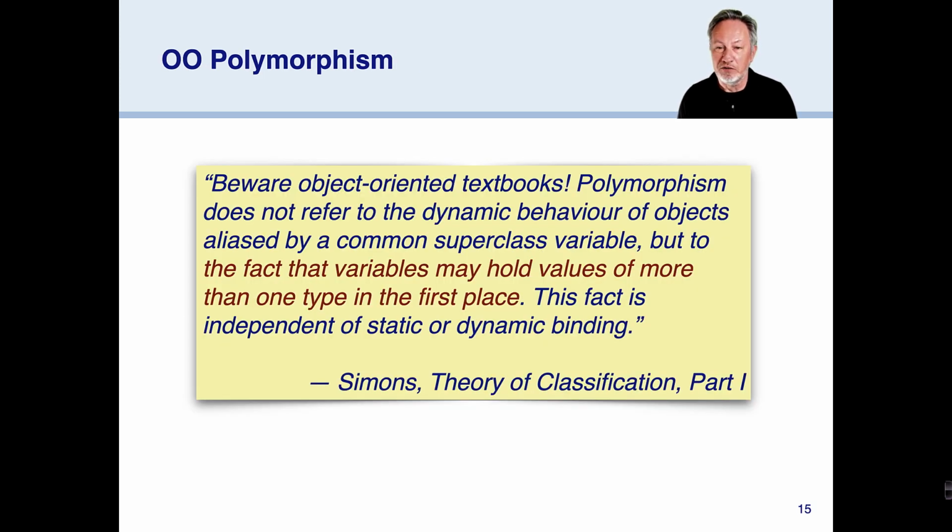Simons points out, beware of object-oriented textbooks. Very often the authors confuse what polymorphism is, and they refer to dynamic dispatching, dynamic behavior of objects. That's completely wrong. Polymorphism does not refer to anything to do with dynamic behavior. It refers to the fact that variables may hold values of more than one type. This has nothing to do with static or dynamic binding, so this is a complete confusion.